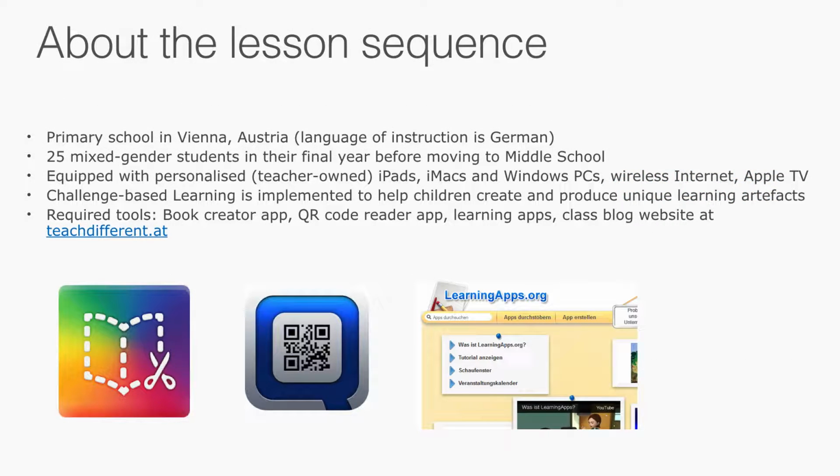In this lesson sequence that I'm about to show you, she helped the kids to study for their German test with a certain task. They were charged to use Book Creator app and learning apps to practice for their German test. They were charged to create short stories, interpret short stories, and give their opinion on what the moral of the stories were. So they used Book Creator app, a QR code reader, learning apps, and the class blog website at teachdifferent.at.